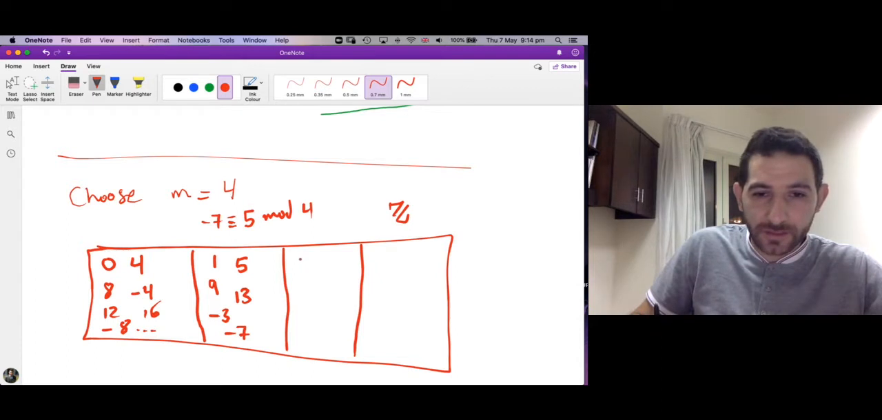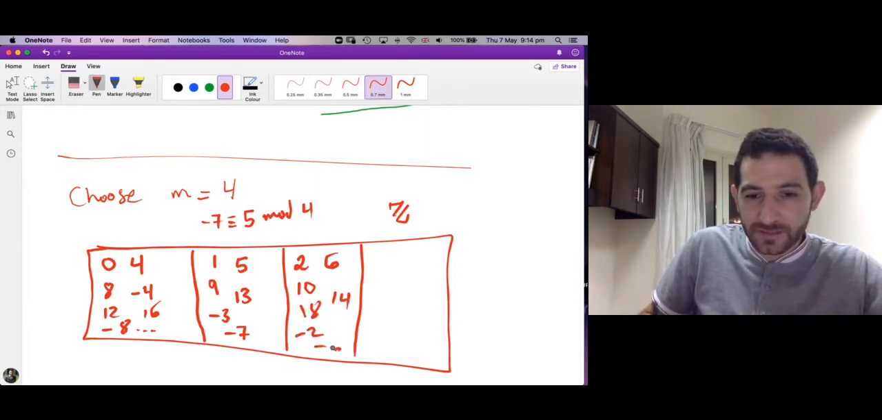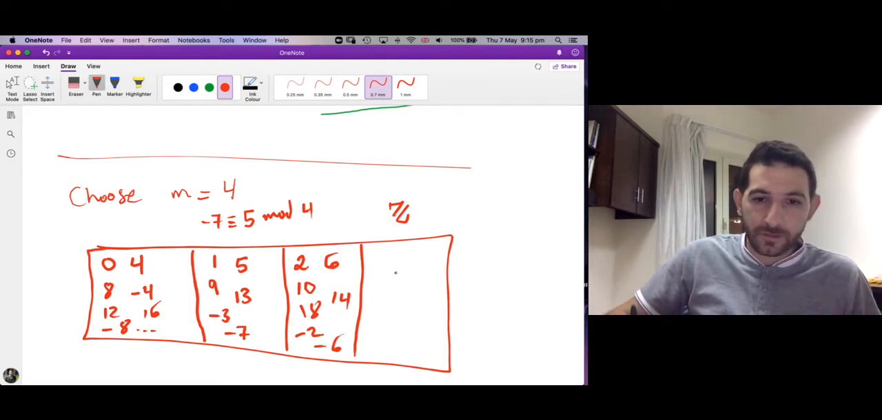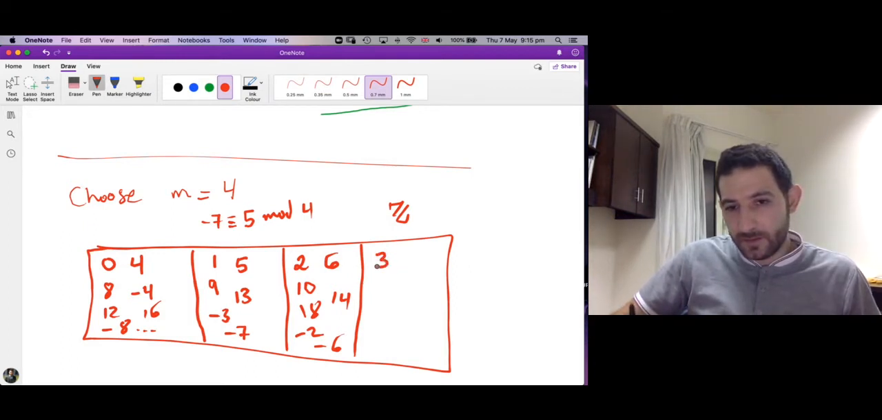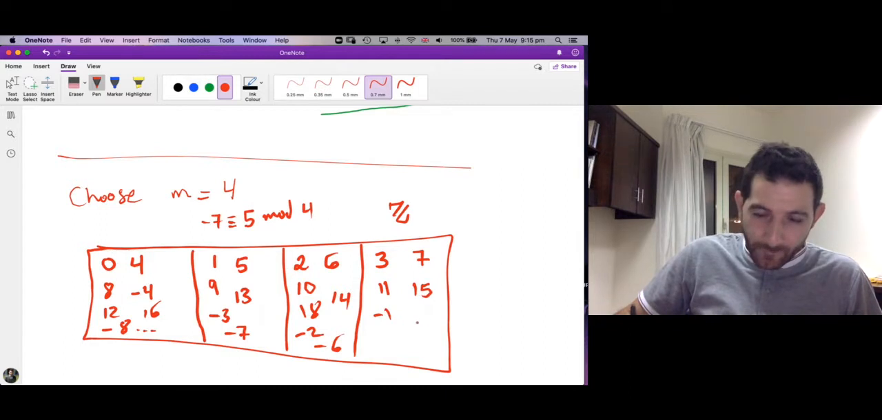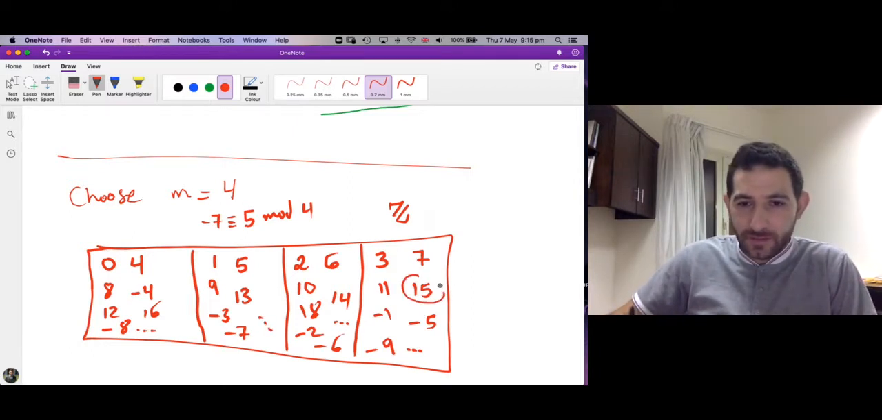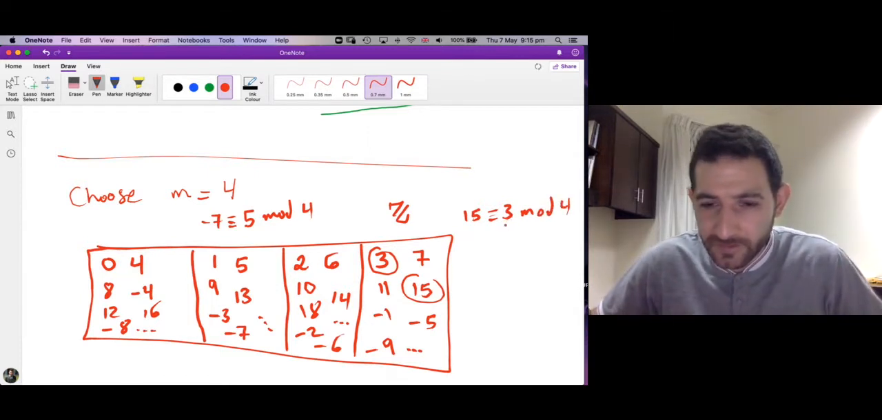The third part will contain 2, and 2 is congruent to 6 and 10 and 14 and 18 and -2 and -6 and so on. All of these numbers are congruent modulo 4, and finally the last part will be 3, 7, 11, 15, -1, -5, -9, and so on. Check here, for example, 15 and 3 are congruent modulo 4 because, again, what is the difference? It's 12 and 4 divides 12.